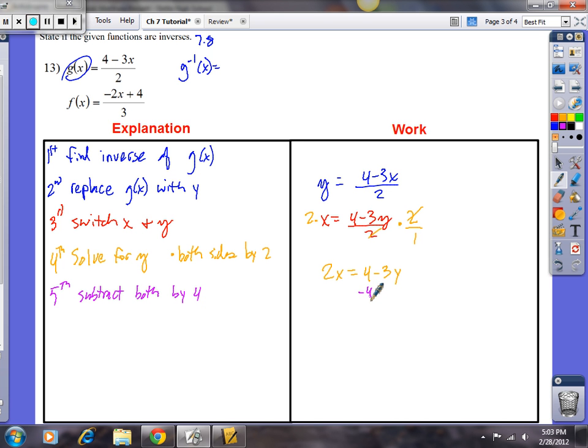So I'm going to minus 4 on this side, I'm going to minus 4 on this side, and you are going to have 2x minus 4 equals a negative 3y. Okay, we're down to step 6. Sixth, I'm going to divide both sides by a negative 3.